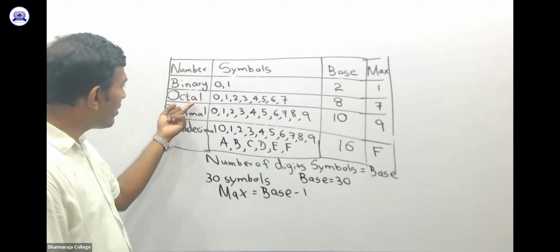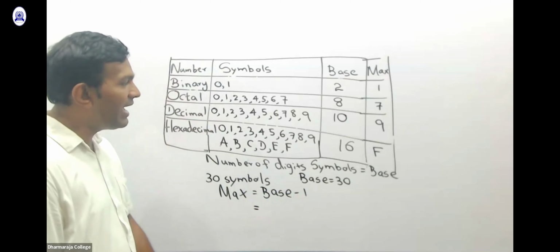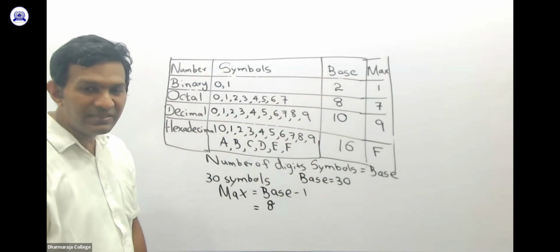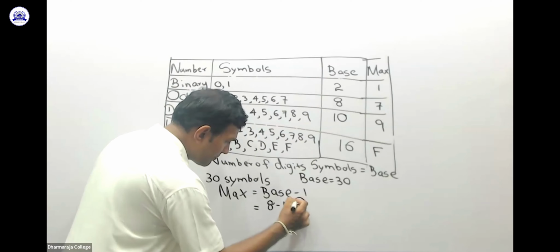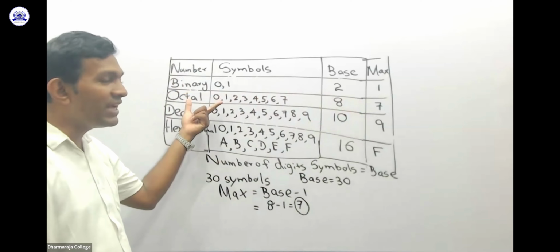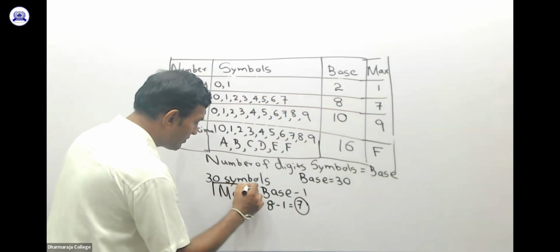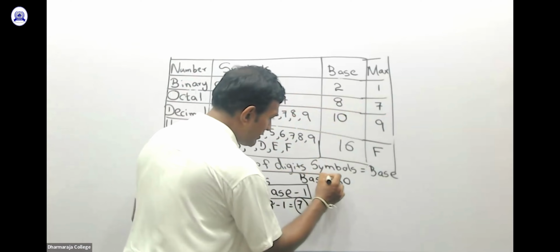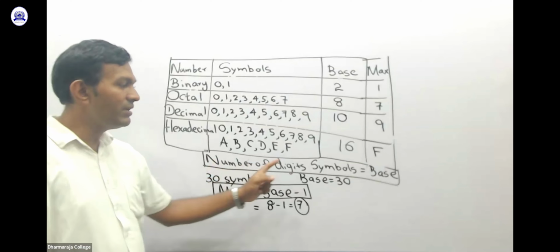Let's see an example. If I take the octal number system, what is my base? Here the base value is 8. If you minus 1, you are getting 7. Is that correct? Yes. So in this octal number system, the maximum is 7, and you can take that from this equation. And another one here: the number of digits is equal to the base value.